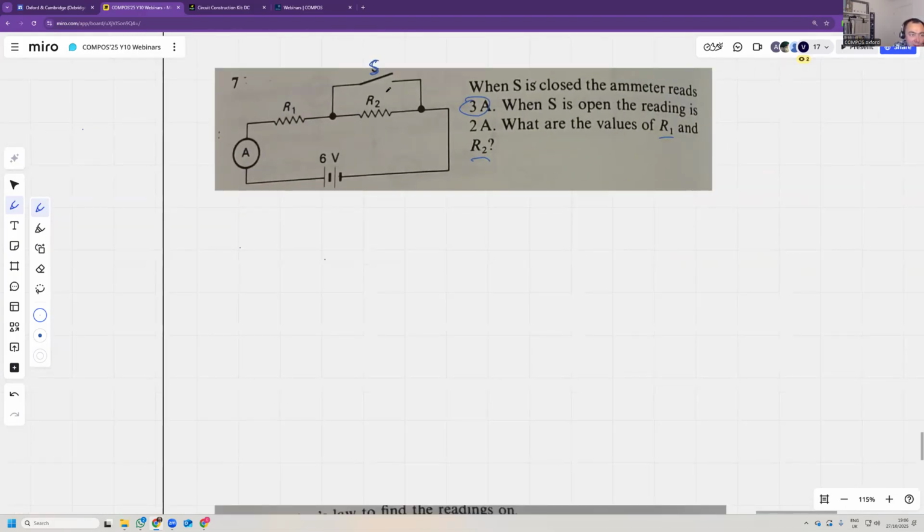So when S is closed, that means the current will not flow through the resistor 2. So S closed. R2 is not involved. So the circuit becomes just R1 and 6 volts. And we know that the ammeter is reading 3 amps. So R1 must equal the voltage divided by the current, which is 6 divided by 3, which is 2 ohms.